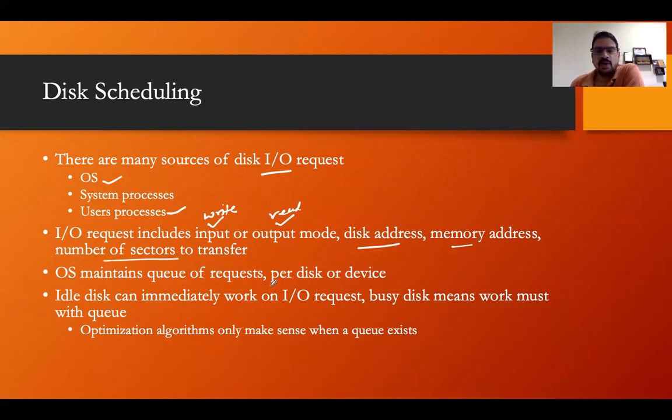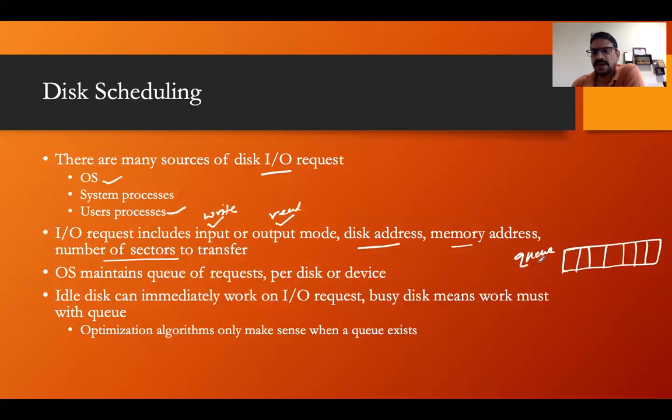The OS maintains a queue of requests per disk or device. This particular queue tells which particular sector we want to access. Because the operating system maintains all these queues, the queue will be served one by one. An idle disk can immediately work on an I/O request, right? If the disk is idle and doesn't have any request, it will work on the I/O request. But if it is busy, then it will follow that particular queue.